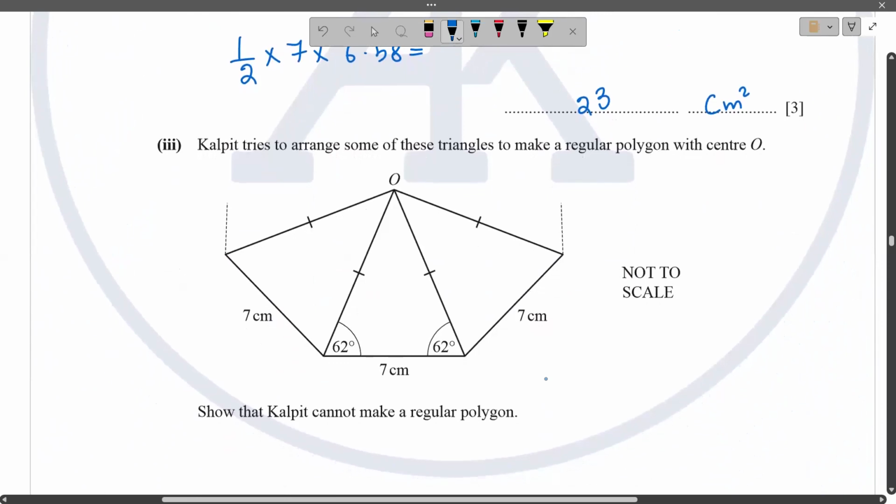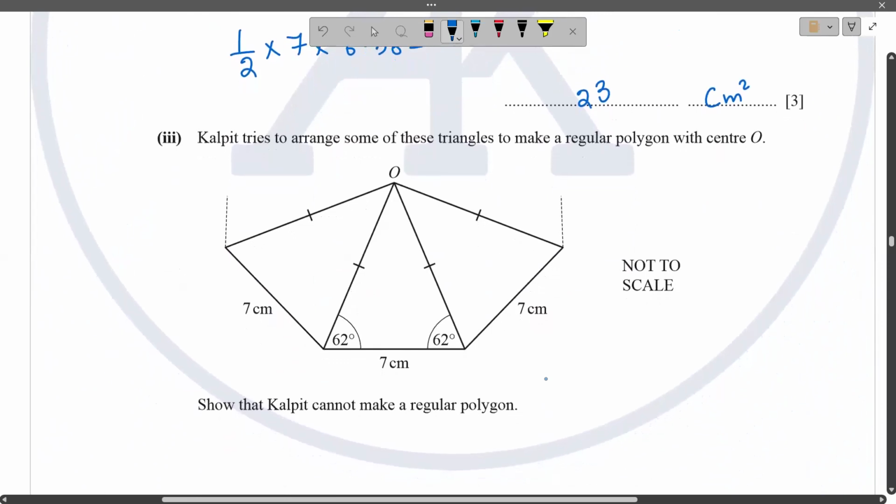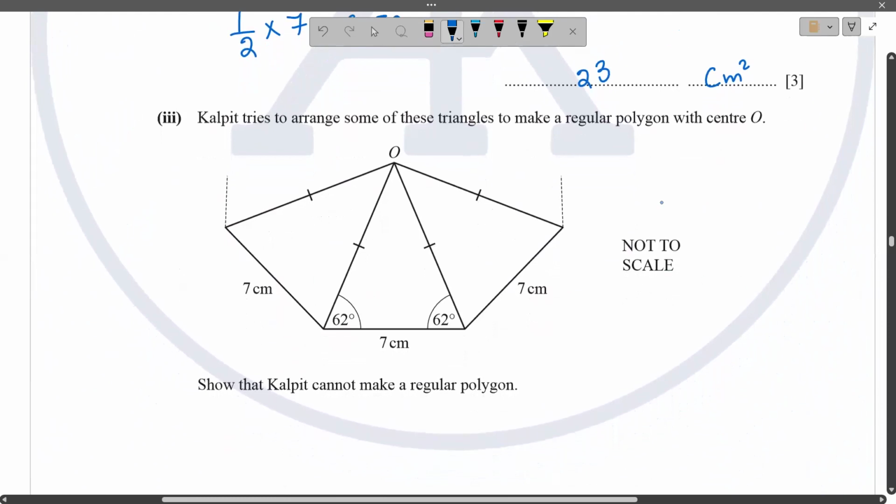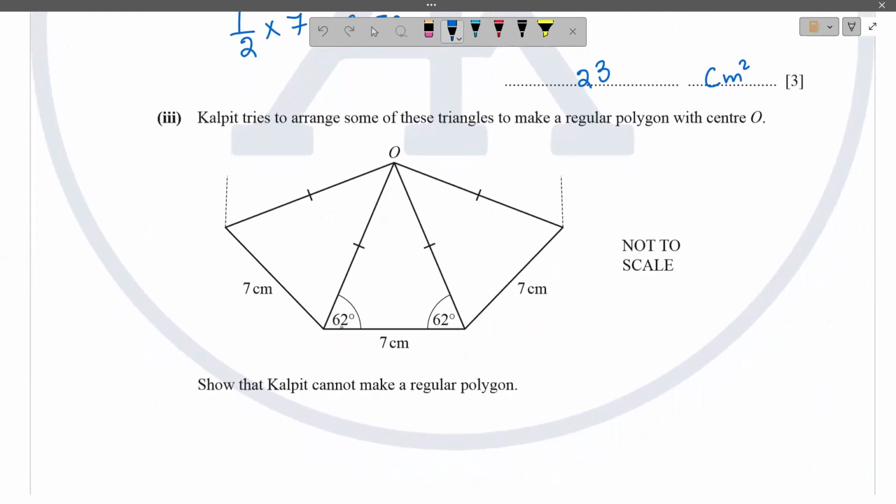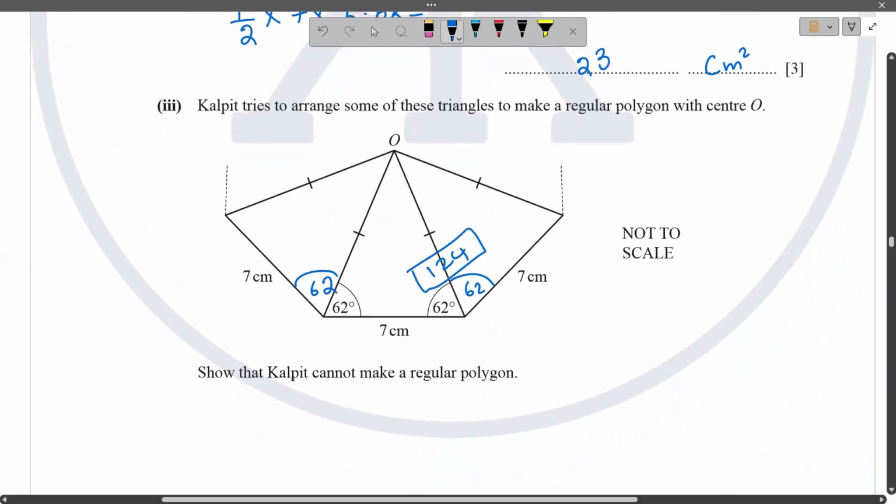Calbert tries to arrange some of these triangles to make a regular polygon with center O. Here we have this 62. It's the same triangle, so this is 62 and this is 62. So the angle here is 124. This is the interior angle of the polygon. Show that Calbert can't make a regular polygon.